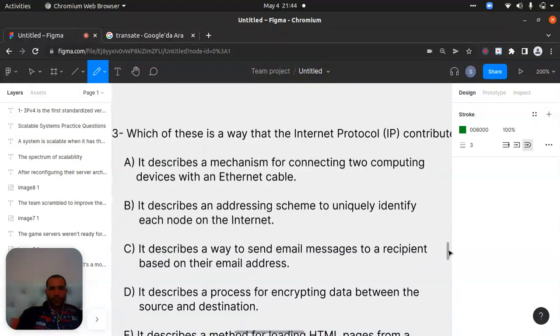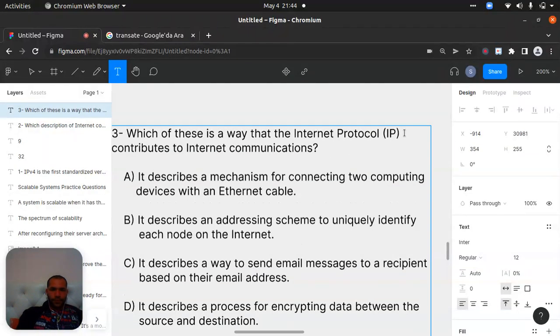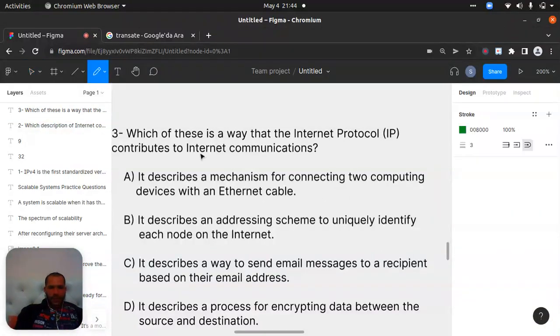Let's go to question three. Which of these is a way that the Internet Protocol contributes to internet communications? It describes a mechanism for connecting computing devices with an Ethernet cable. It describes an addressing scheme to uniquely identify each node on the internet. It describes a way to send email messages to recipients based on their email address. It describes a process for encrypting data between the source and destination.